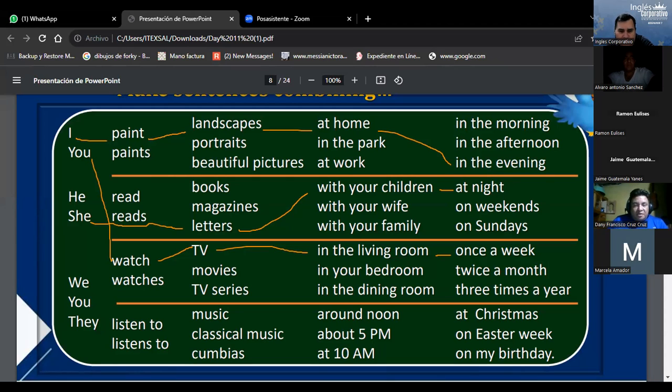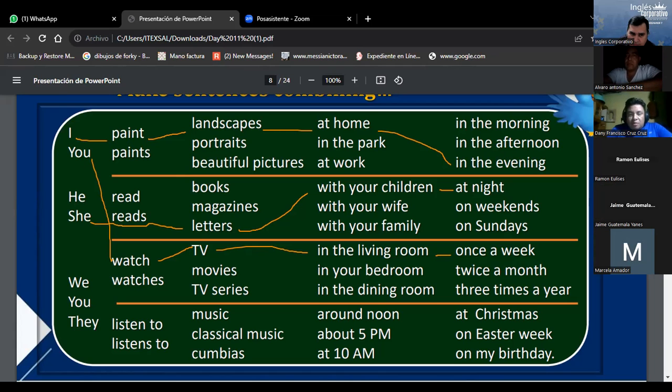Okay. Continue. La misma, they watch TV in the living room once a week. Mm-hmm. Excellent. They paint landscapes in the park in the afternoon. In the afternoon. Yeah, correct.